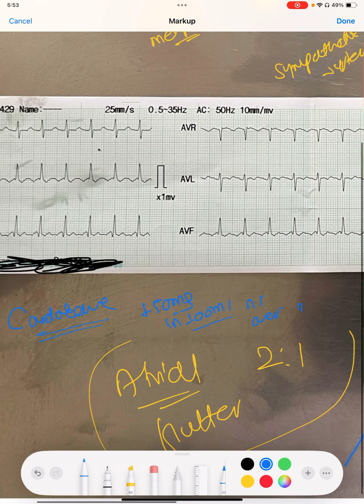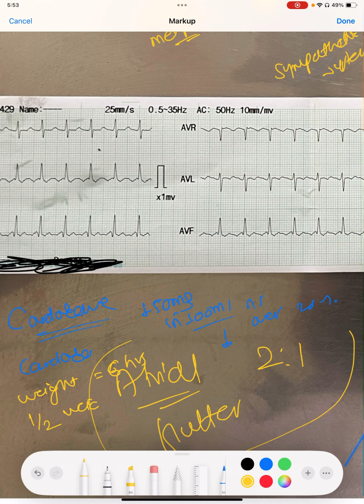We can give it over 20 minutes, 30 minutes. And if it is necessary, we can repeat it. If it is an acute flutter, we can continue the infusion, as very commonly is Cordarone, which is given on infusion. We use as much Cordarone as the weight of the patient for 6 hours, and then we use half of the weight of Cordarone for 18 hours.